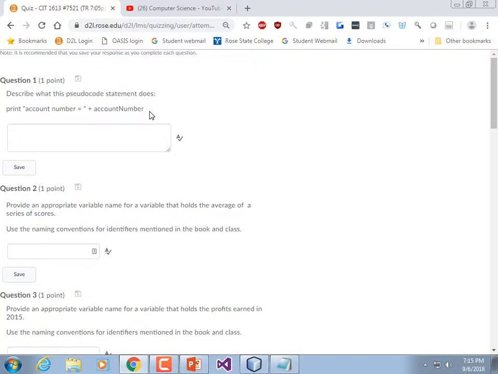Describe what this pseudocode statement does. Print account number equals plus account number. That's pretty easy. What does that do? It prints out the account number.